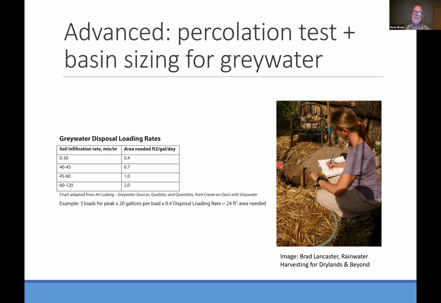Say if I wanted to use infiltration chambers for this laundry water, for this gray water, the 3 loads per week, 24 square feet. Remember, each infiltration chamber was only 10 square feet. So how many infiltration chambers will I need? I would need 3 of them. So that way I can get at least 24 square feet of surface area for that gray water to soak in.